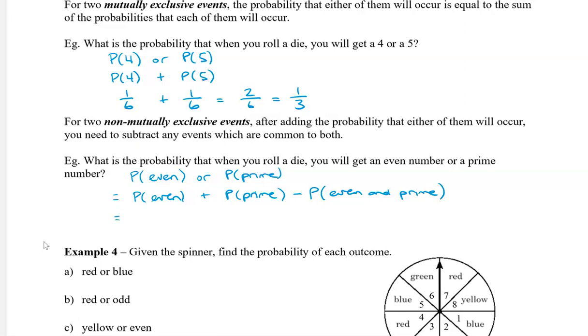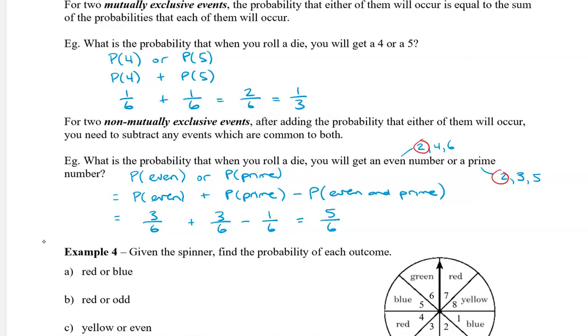So the probability of an even number, there are 3 even numbers on a die. So we know that they are 2, 4, and 6. And then the prime numbers are 2, 3, and 5. So there are also 3 prime numbers. Now we know that 2 occurred twice. So therefore we need to subtract 1/6 because the 2 is both even and prime. So therefore what we get is 5 out of 6.